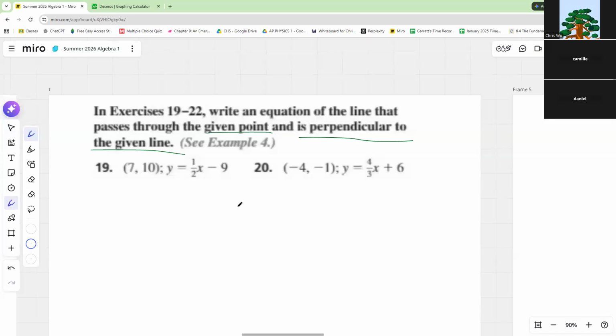So we tried that before. So let's try these two together. Hey, let's try this over.